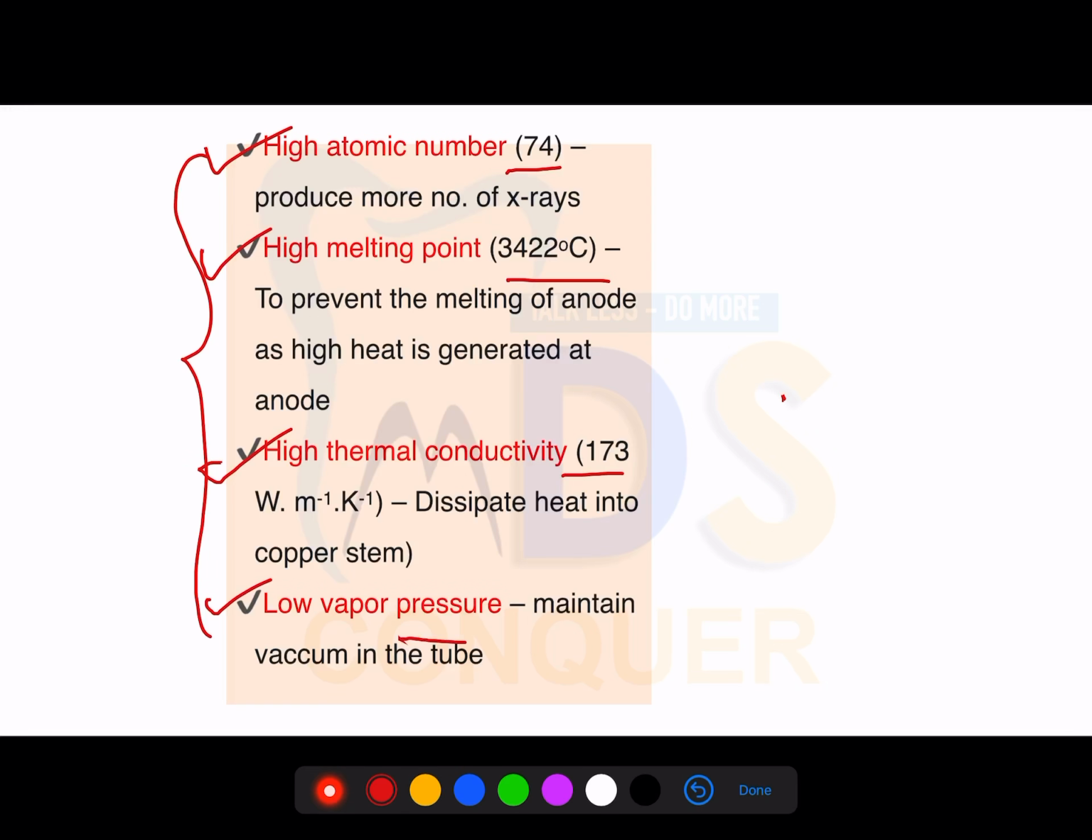And these are the reasons why. High atomic number is used because it produces more X-rays. High melting point is used to prevent the melting of the anode, as high heat is generated at the anode. High thermal conductivity is used to dissipate the heat in the copper stem. And the final important point, low vapor pressure, is to maintain the vacuum in the tube. So you have to remember these 4 points and the 4 reasons for the points.